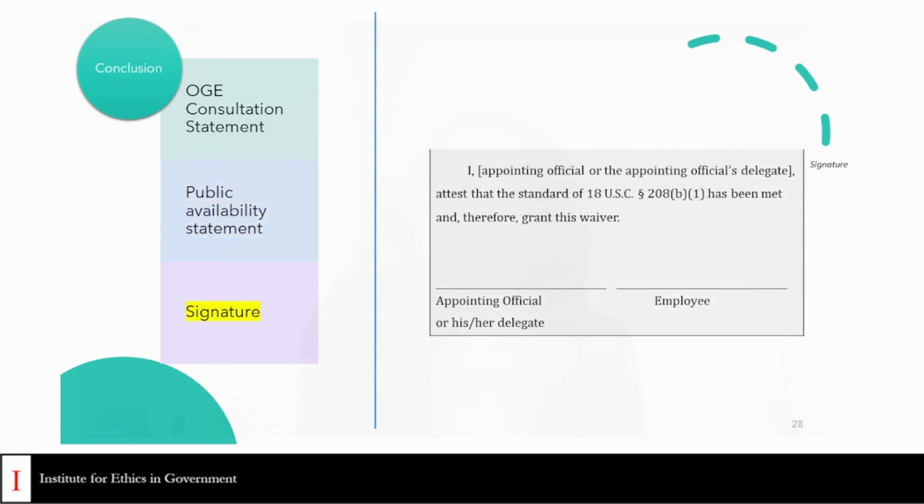The signature block is the last section of your B1 waiver. Here, the appointing official or the individual who has delegated authority, usually the DAO or ADAO, must sign the document attesting to the fact that they believe that the standard of 18 U.S.C. 208(b)(1) has been met and that they are granting the waiver to the requesting employee.